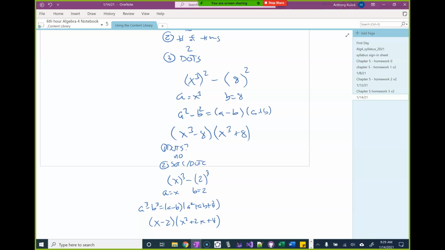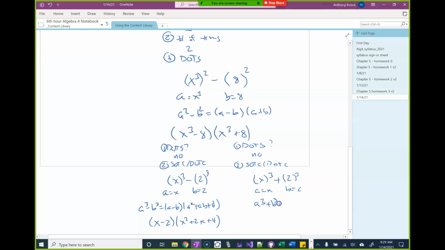Hallie, so far so good? Yeah. Okay. We still have to check the other factor though, the x cubed plus 8. So again, we'll do the same checks. It's not a difference of two squares. It is a sum or difference of two cubes. I can write this as x cubed plus 2 cubed. So my a is x and my b is 2.